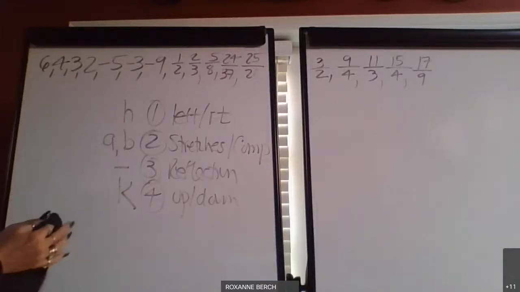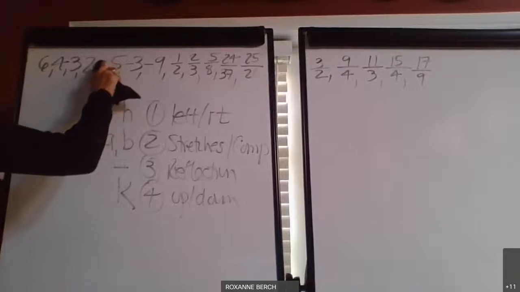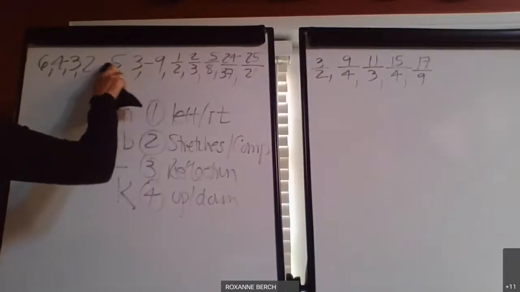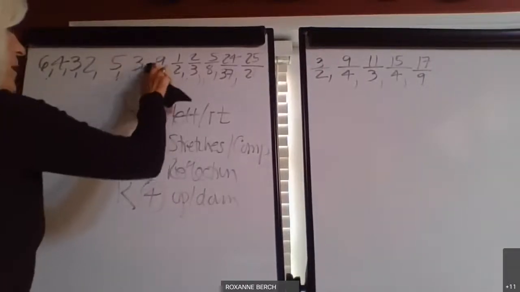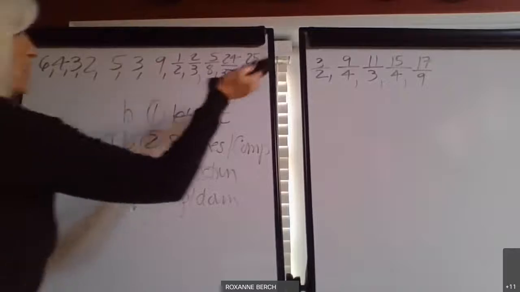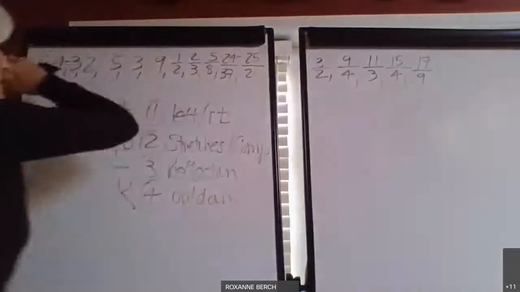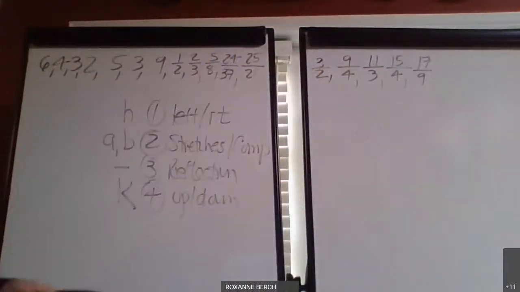So you deal with H, then you deal with A or B, and then you deal with K last. So these negatives, I'm going to erase them because they have nothing to do with stretches or compressions, and that's what I'm talking about right now. Wherever there's a negative, I'm erasing it because that has to do with reflections.